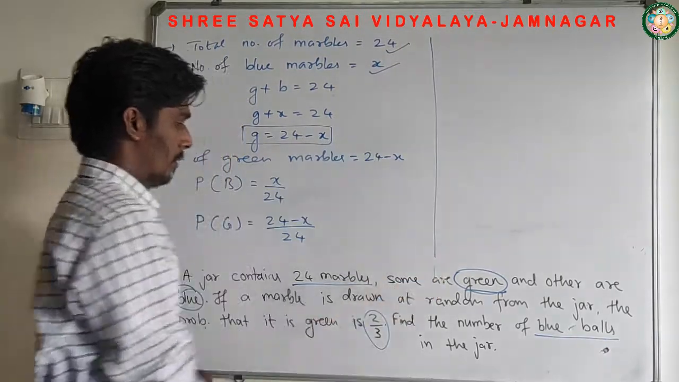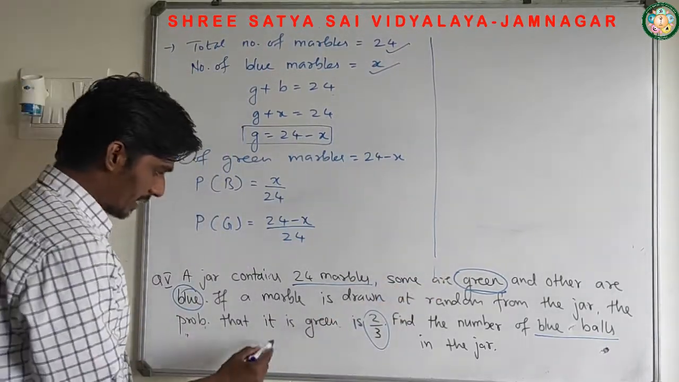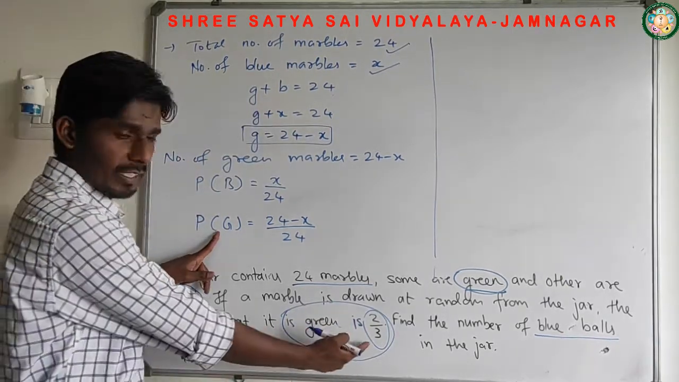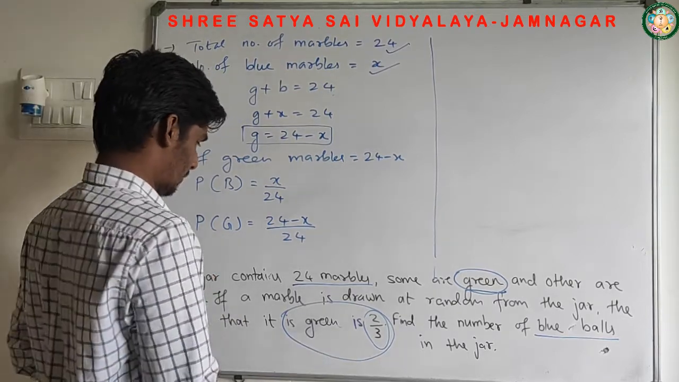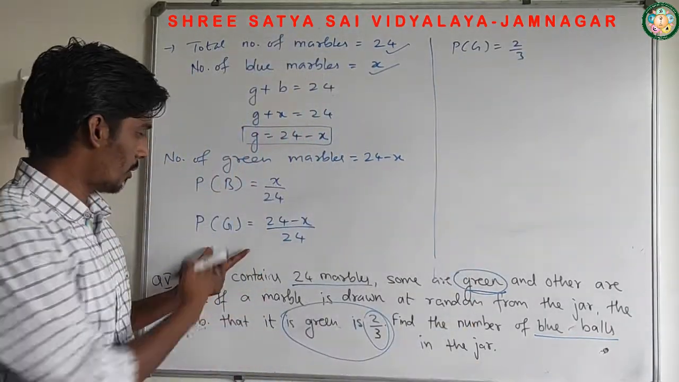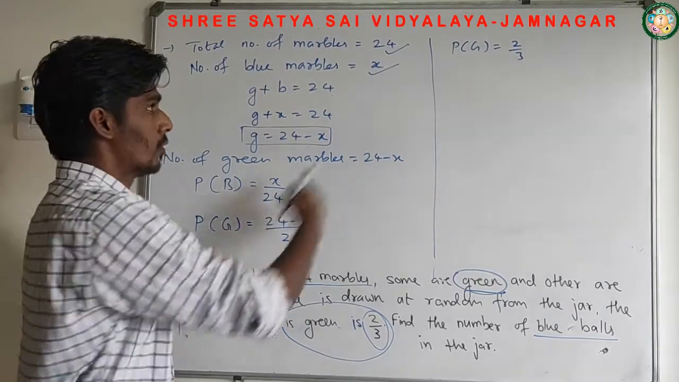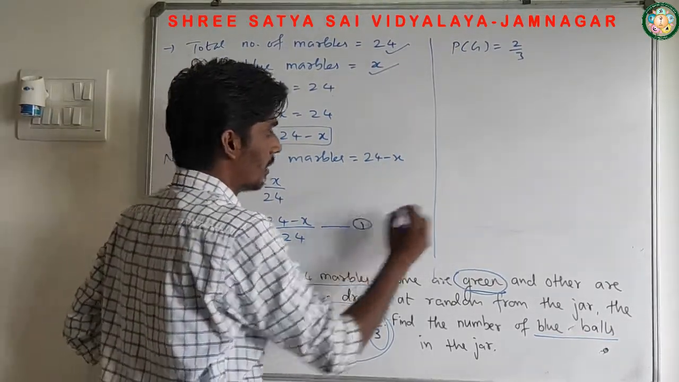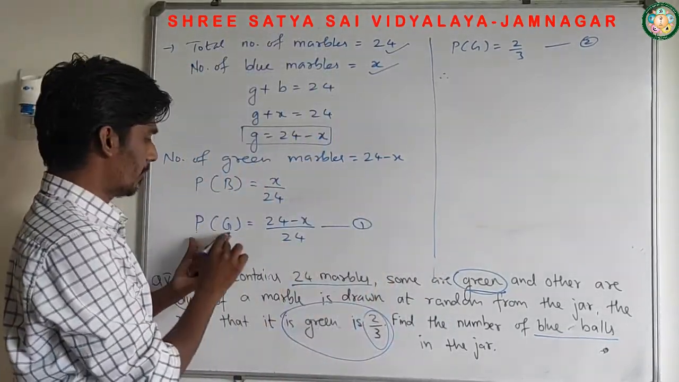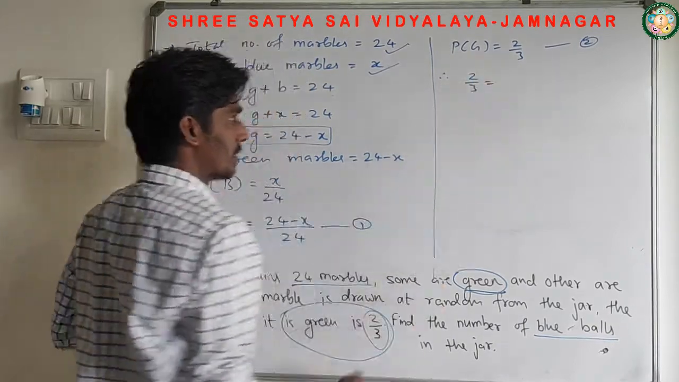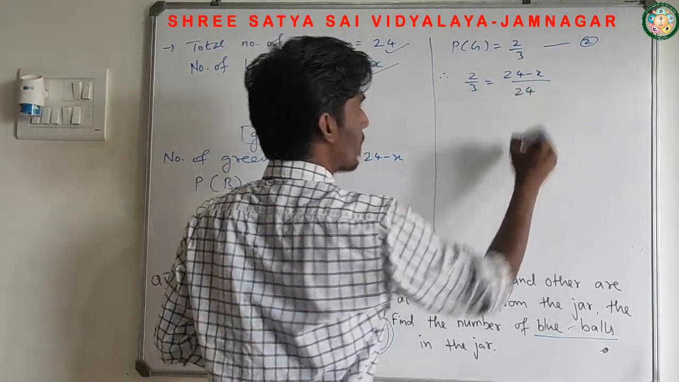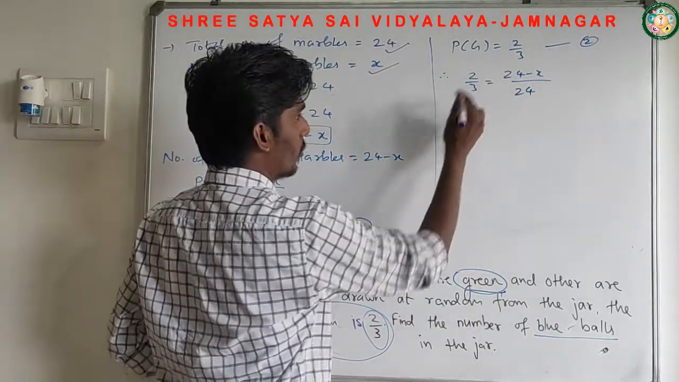Now from the question, it is given that the probability of getting green is 2 by 3. So this is also the probability of green. So by comparing 1 and 2, instead of this probability of green, I am going to replace it by 2 by 3. And this is 24 minus X upon 24. Take this 24 to this side.